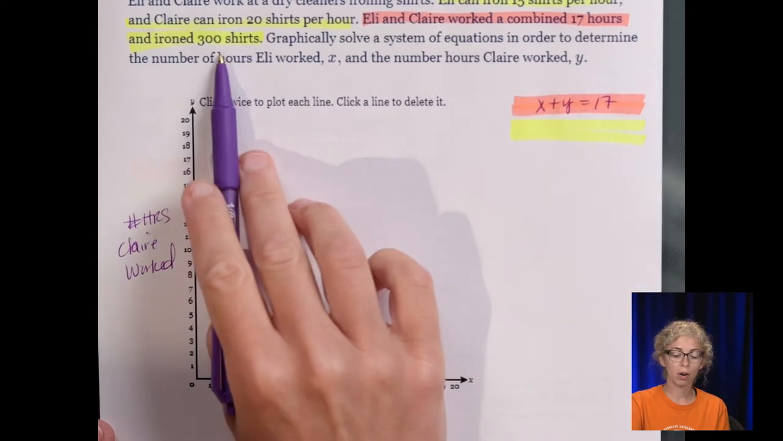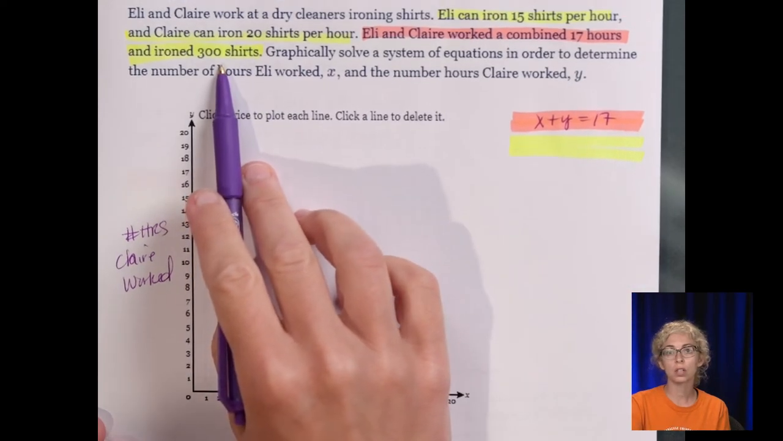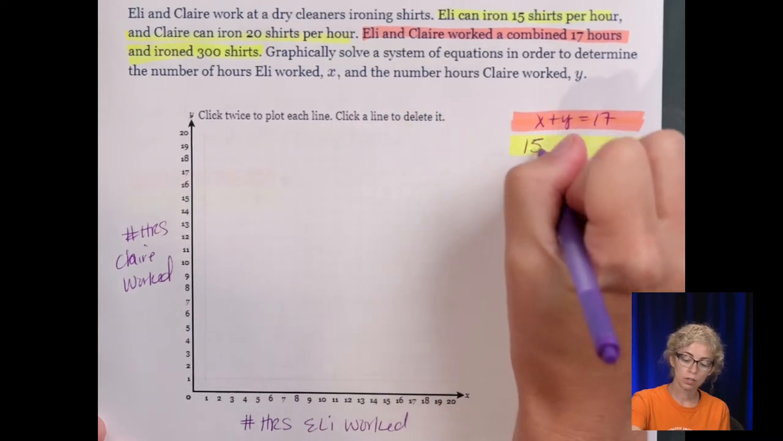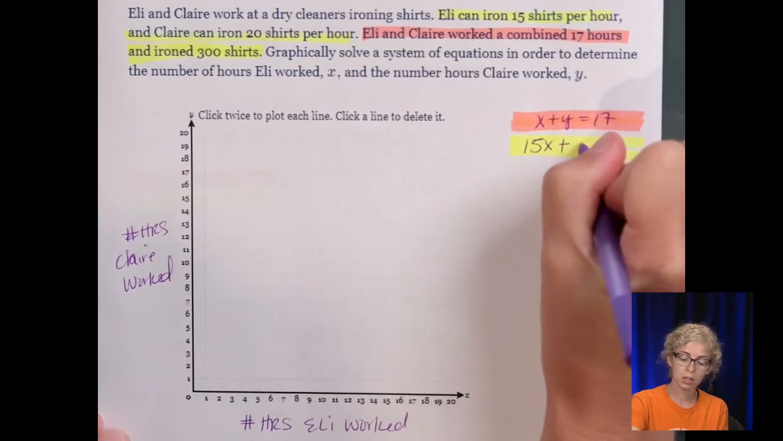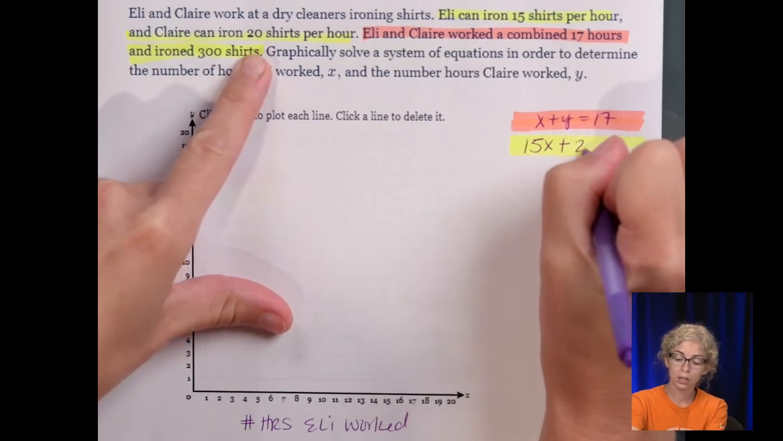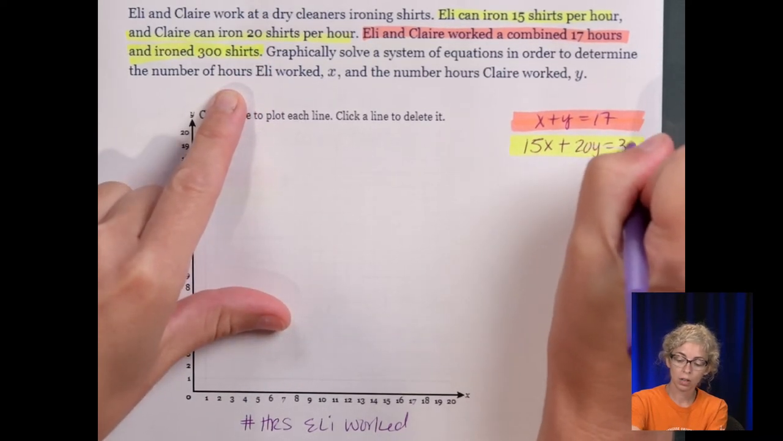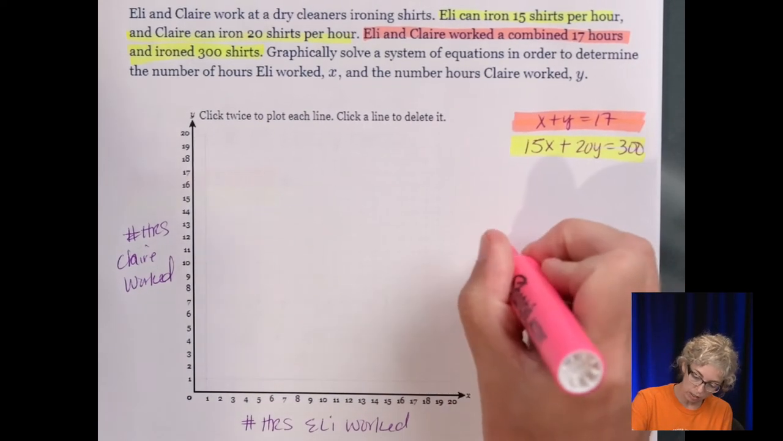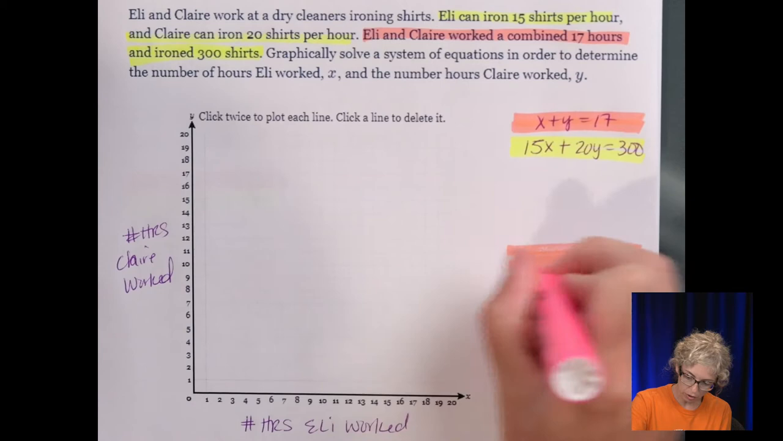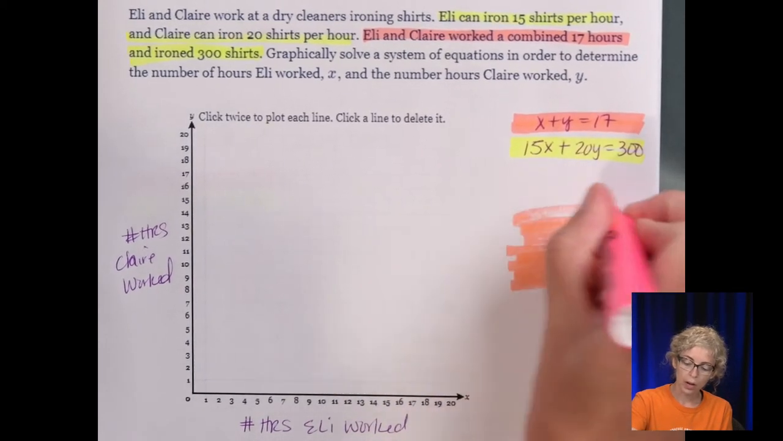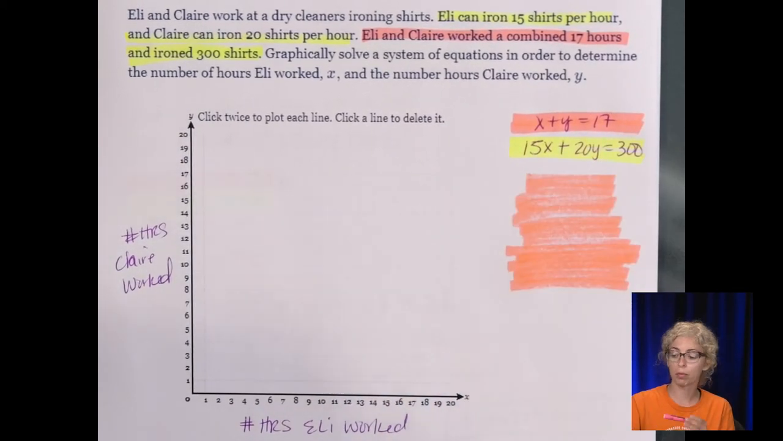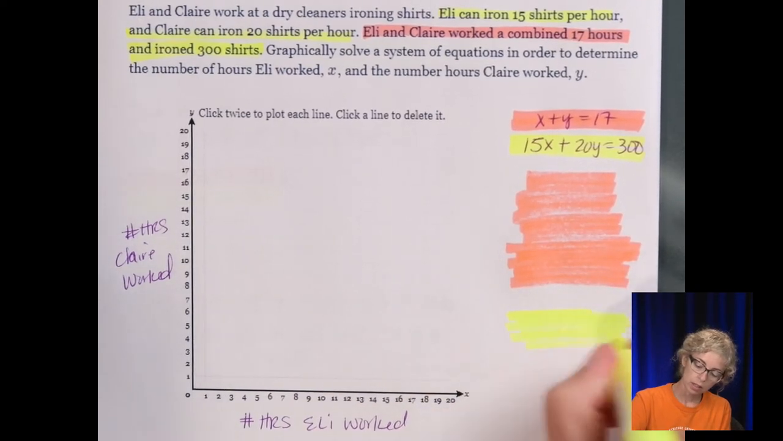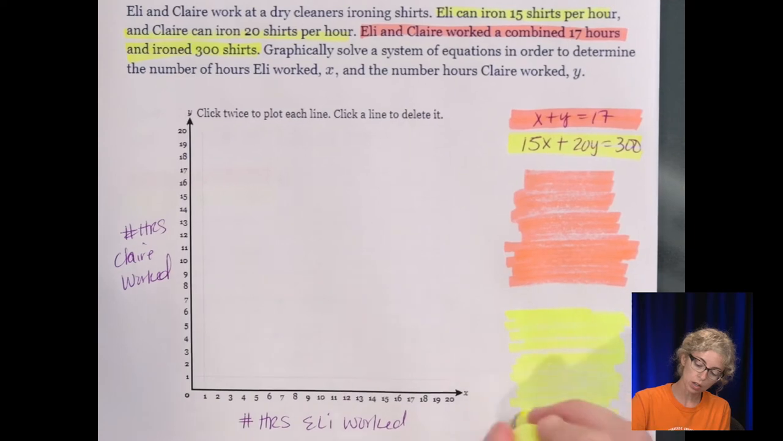Now the number of shirts per hour, well, how'd they get the total 300? Well, Eli, who's x, is 15 shirts per hour, plus Claire, 20. We get 300. Now, if we're solving by graphing, we need to rewrite each of these in terms of y equals. So we have to solve both of them for y. So I'm just going to highlight the area in color for each equation that we're solving.